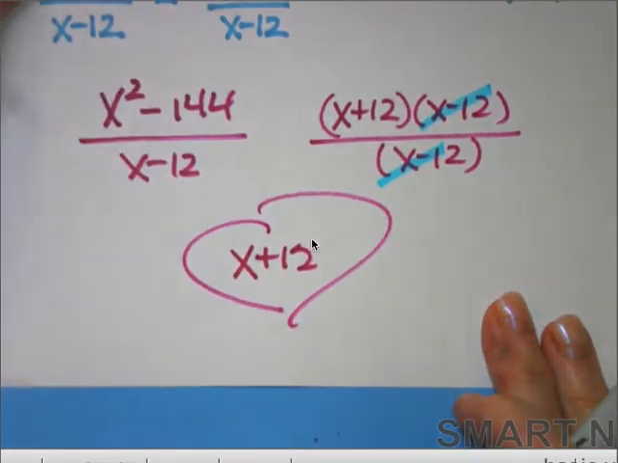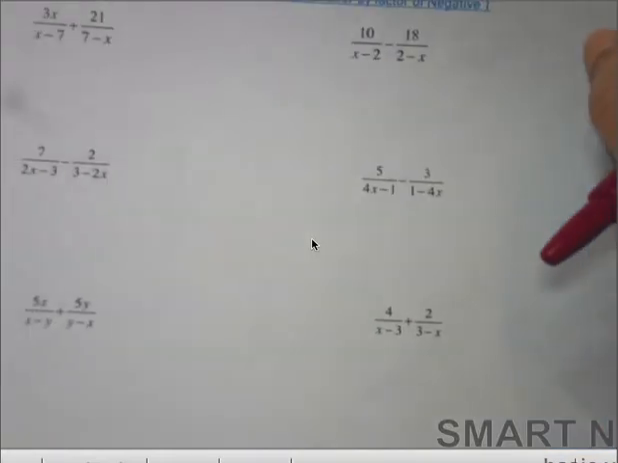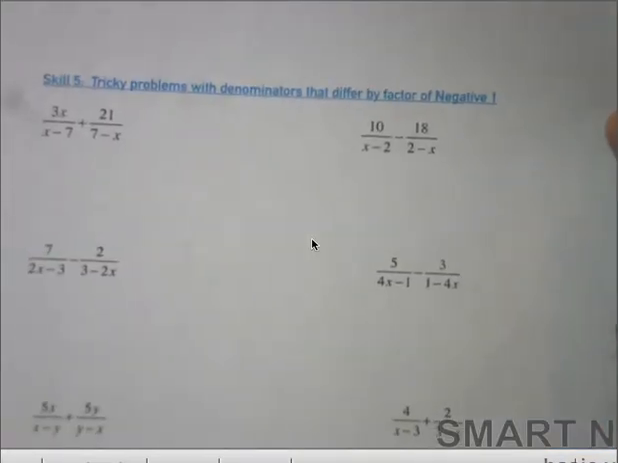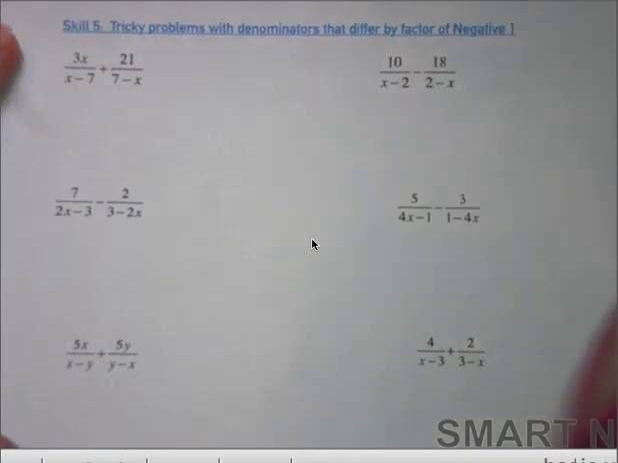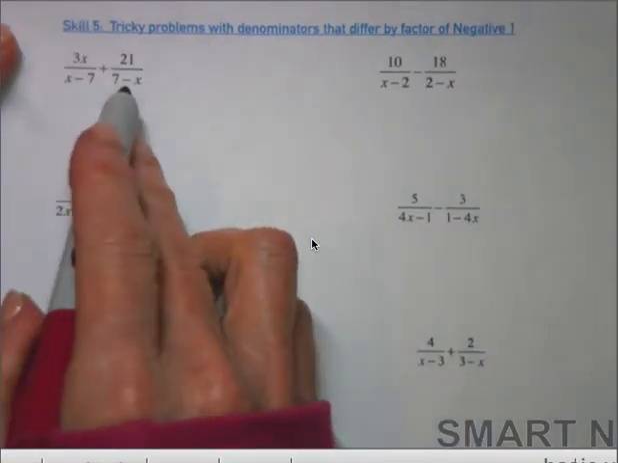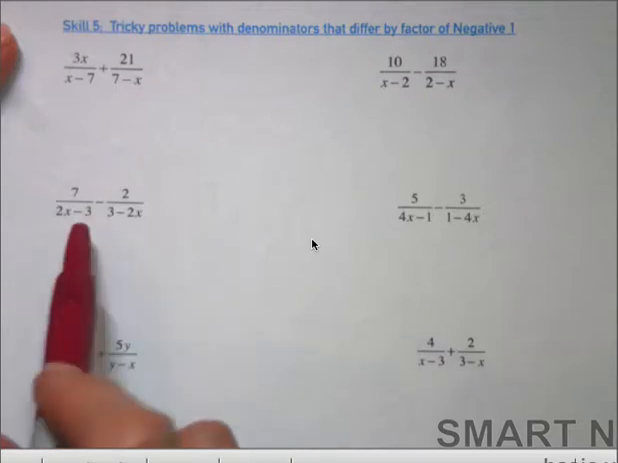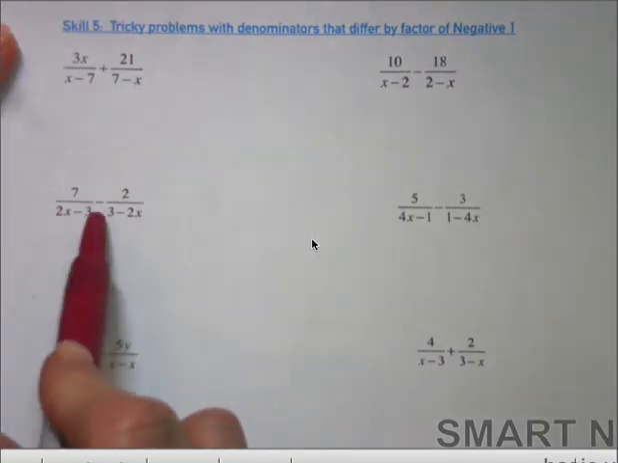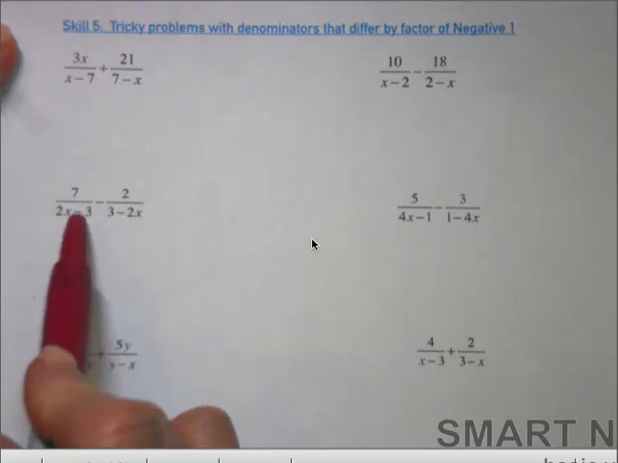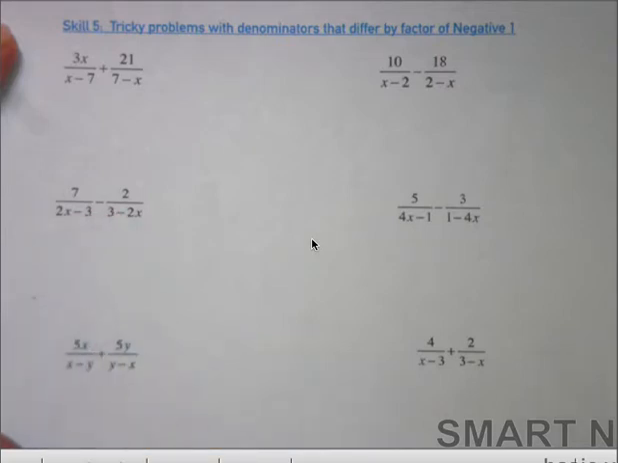And let's move on to what I call the tricky problems. These are the problems that differ by a factor of -1. So I'm calling this skill number 5. You can see all of the examples that I've made up here, each denominator differing by that factor of -1. They're binomials where the terms have traded places and they're connected by subtraction both times. So let's look at these slowly together.